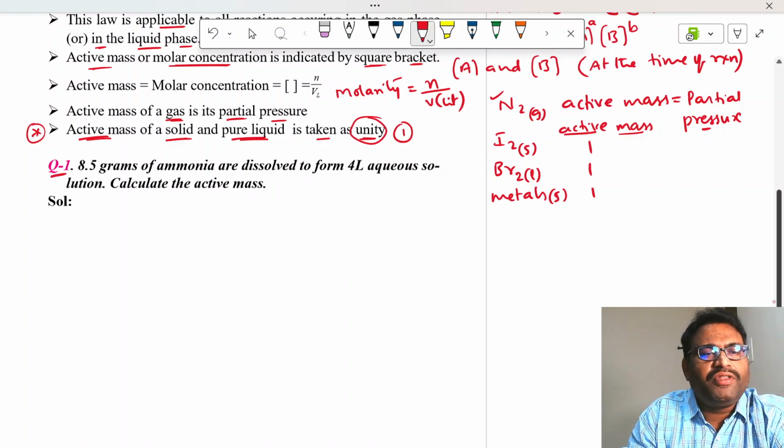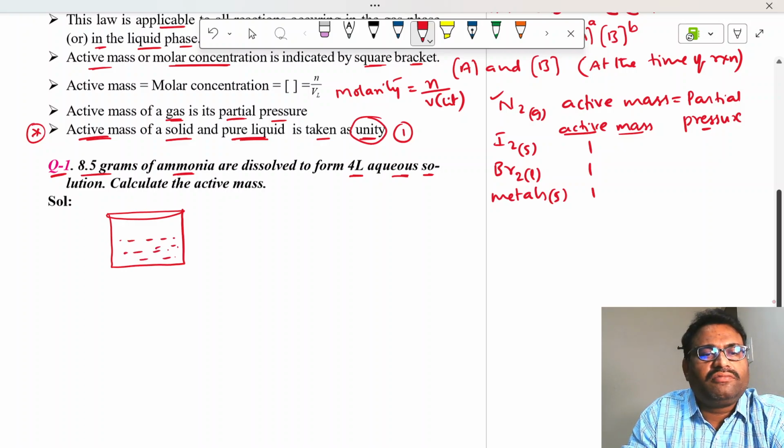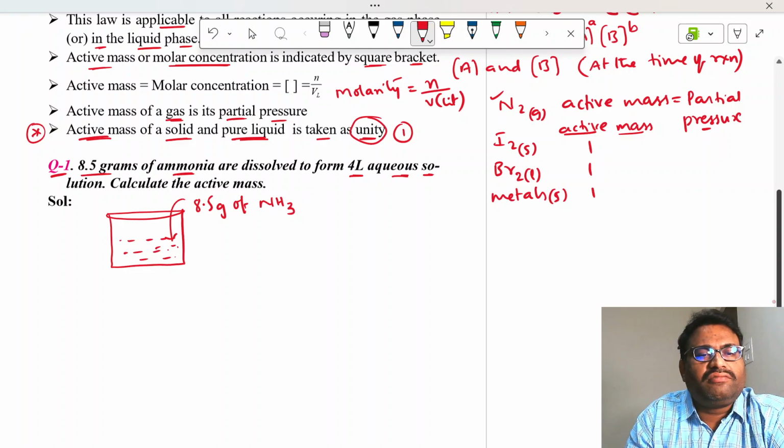So here is a question. 8.5 grams of ammonia are dissolved to form 4 liters of aqueous solution. That means there is water here, and in this water you have passed 8.5 grams of ammonia. Let us consider this is closed. After passing 8.5 grams of ammonia, the volume of solution is 4 liters.